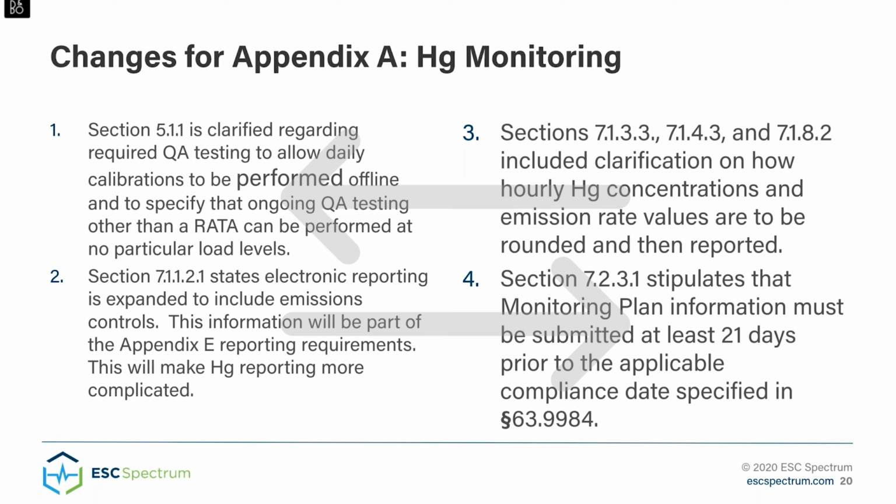There are sections in the appendix that talk about how hourly mercury concentrations and emission rates are to be rounded and then reported. That was an area of some confusion for people in the past, so I also suggest you take a look at that. It also specifies that monitoring plan information, any updates that you will make to the monitoring plans as it relates to mercury systems, need to be submitted at least 21 days before the compliance dates that were specified in the regulations. Take a look at that as well to figure out what you need to do there.